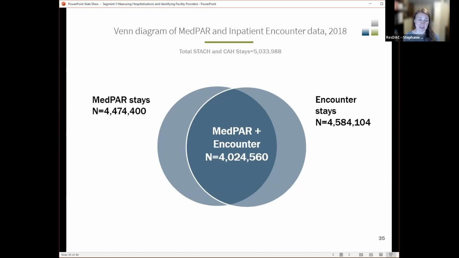Now, neither of these is really a gold standard, right? We were concerned about the under-ascertainment in the MedPAR just based on hospitals not needing to submit a record. We're a little bit concerned about encounter stays just as Medicare Advantage organizations get more used to submitting their services. It's improving, but there have been ongoing concerns about, are we getting everything?